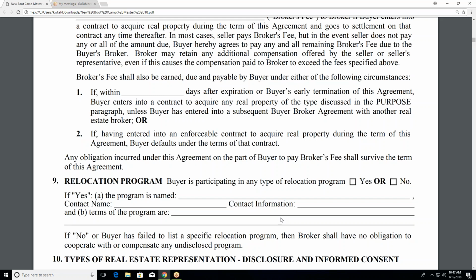So paragraph 2 says, if having entered into an enforceable contract to acquire real property during the term of this agreement, buyer defaults under the terms of the contract. So it's saying that buyer owes the broker commission if they default, right? If they default under the contract. So they've done something fraudulent. If they fraudulently get out of a deal or whatever, a broker can force them to pay commission. They can force the commission to be paid. It doesn't happen often, but it is there for that purpose.